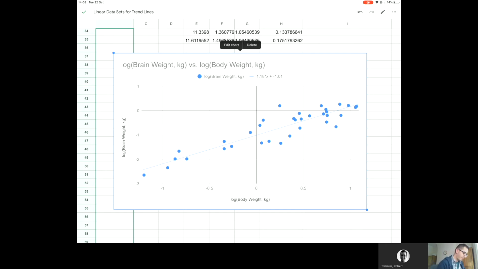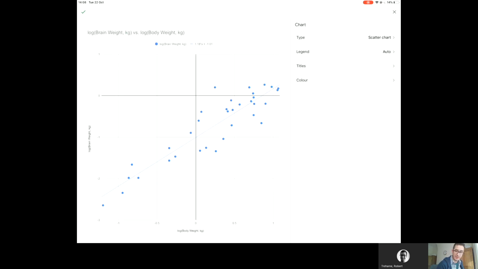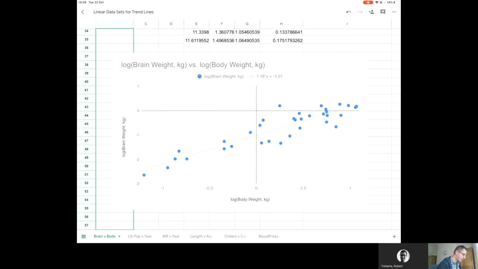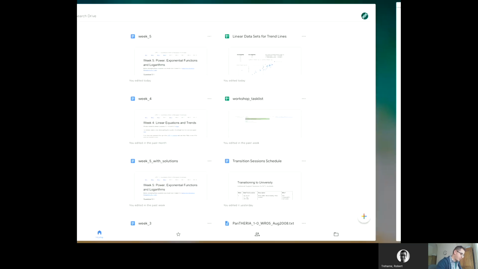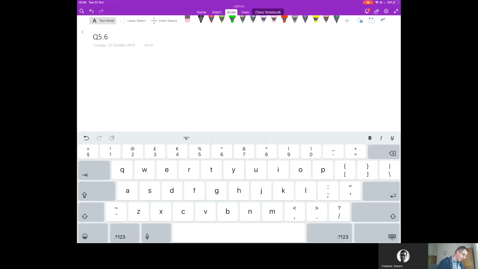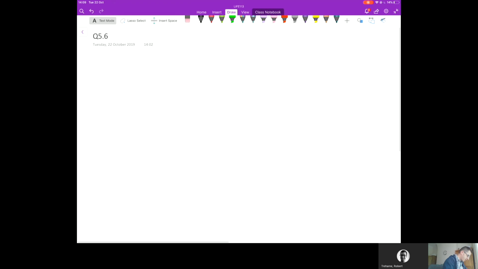Let's have a look. It's difficult to see here. If I zoom in, can I zoom in? No. I've got a value for the gradient of 1.18 and a value for the intercept of -1.01. Okay, so let me go back to my notebook and do the rest of the question on paper. So I basically just did this. Actually, it was kind of like that. Let me draw it again.